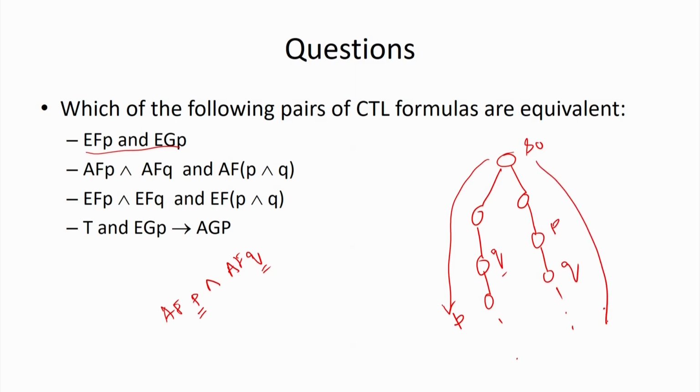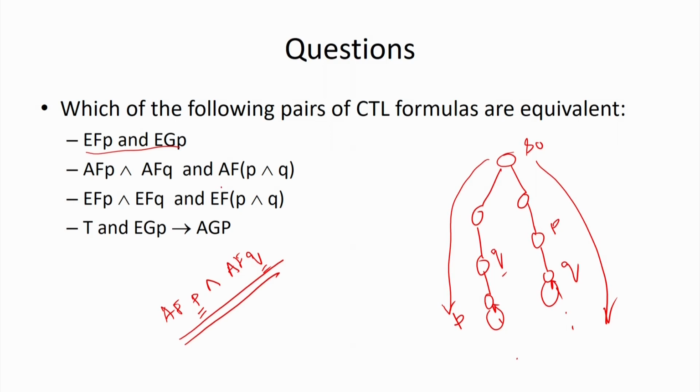Similarly, if you consider this particular part, AFP is true and AFQ is also true. Okay. So, if this is the scenario, then what will happen? I can say that AFP and AFQ is true in this particular state S0.